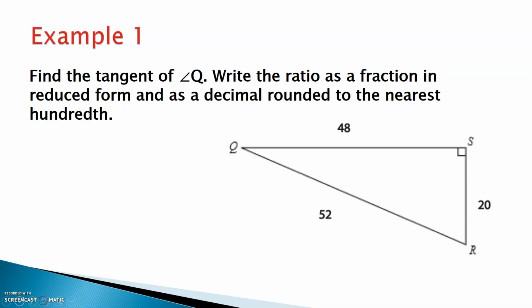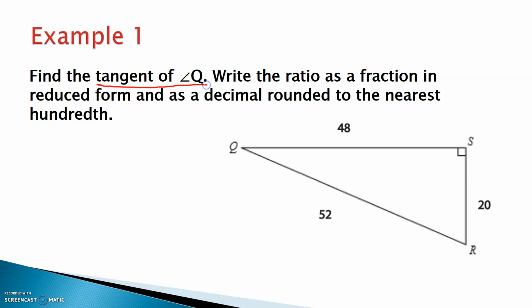Now, again, I'm not solving anything, and we'll talk about that on Monday. We'll actually start solving for missing sides, and it'll make more sense what we're actually finding. How do we find a side or an angle and things like that? Okay, so this one says find tangent of Q.